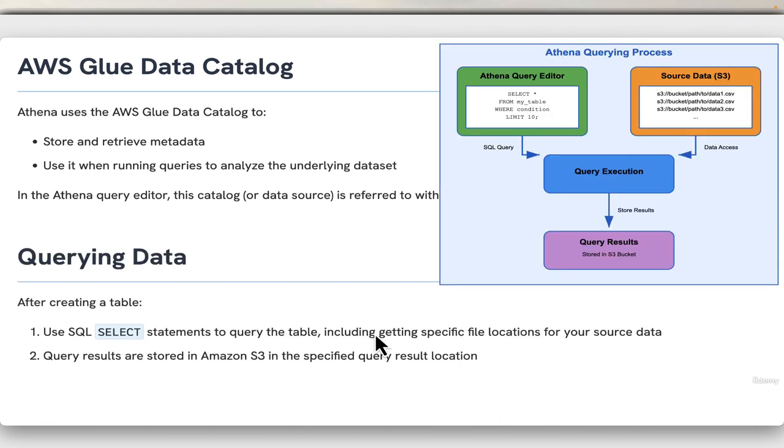So querying data. After creating a table, you can use SQL select statements to query the table, including getting specific file locations for your source data. Query results are stored in Amazon S3 in the specified query result location. So you use the query editor in Athena and run a query against S3, and whatever results come out also get stored back in an S3 bucket. So if you run the query a second time and the query is exactly the same, it can fetch from the results S3 bucket.